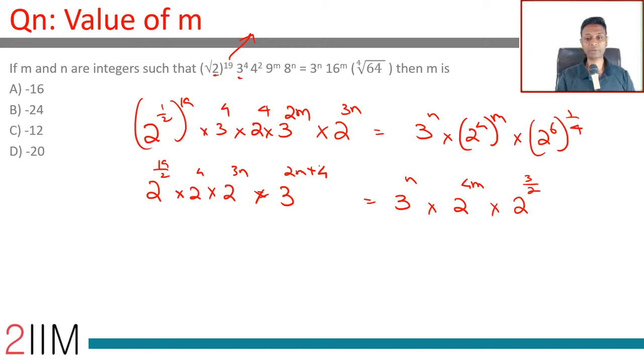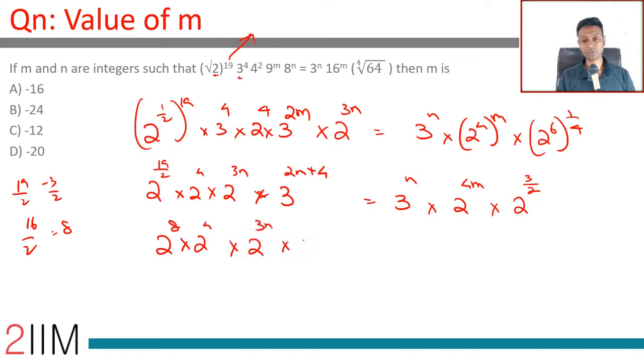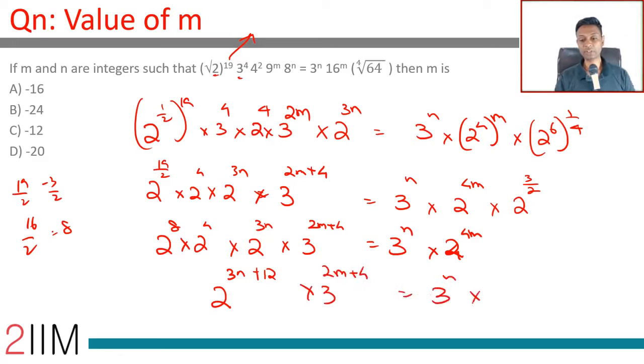3 by 2, 19 by 2, divide this by this. 19 by 2 minus 3 by 2, 16 by 2, which is 8. So 2 power 8 into 2 power 4 into 2 power 3n into 3 power 2m plus 4 is 3 power n. This is 2 power 12. So, just to complete it, 2 power 3n plus 12 into 3 power 2m plus 4 is 3 power n into 2 power 4m.